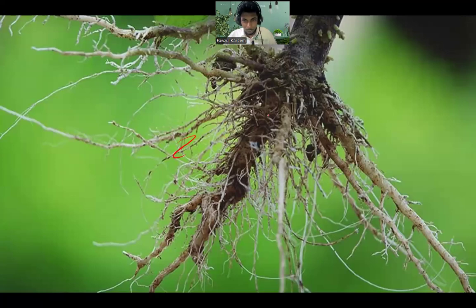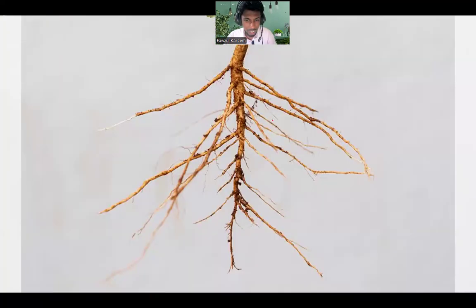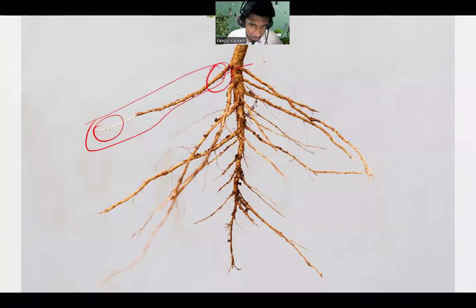Okay. So in the root, you can see two different parts, two different colors. Am I right or wrong? In the root, we have a soft, light color part and a hard, dark part. They are dark in color. Who asked to explain again? Now is it clear?